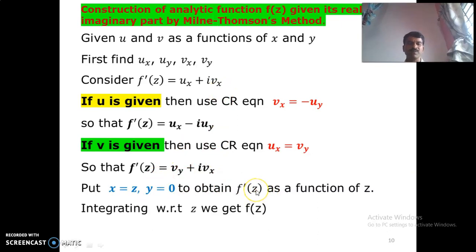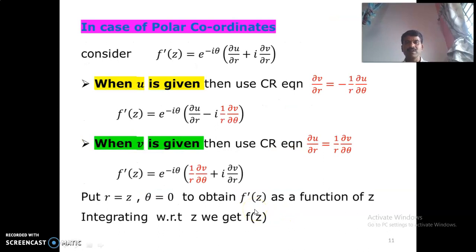Finally you get only the derivative as a function of z. Then you can integrate, and you get an analytic function f of z. Suppose it is in polar coordinates. Consider the derivative relation: that relation is e power minus i theta into (u_r plus i v_r). When u is given, you can translate v also in terms of u, using the CR equations in polar form.